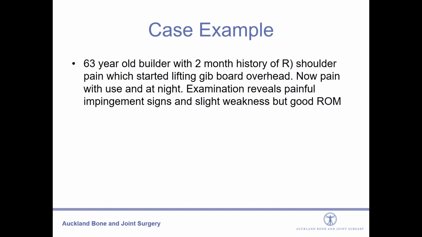So, a 63-year-old builder with a 2-month history of shoulder pain. Again, look at the history. Started to get sore lifting jibboard overhead. Starting to get sore at night. Painful impingement, a little bit of weakness. So a builder at 63, you're probably thinking he's going to have a lot of wear and tear in the shoulder, may even have a rotator cuff tear. Lifting jibboard overhead, probably not enough to cause an acute tear.